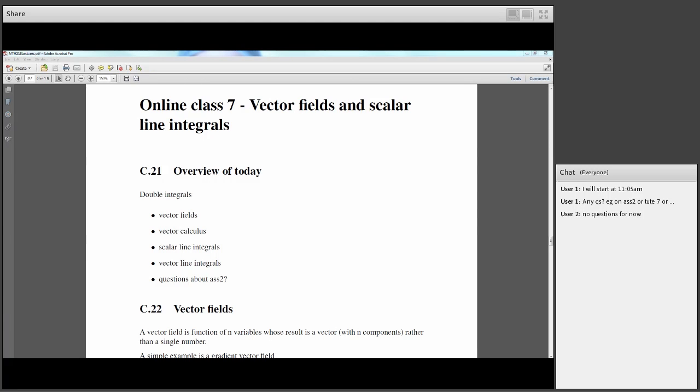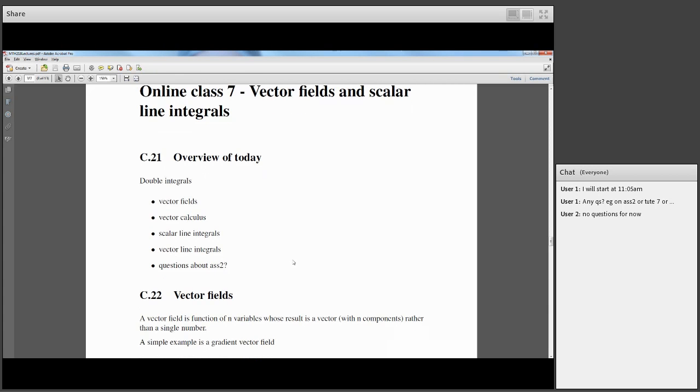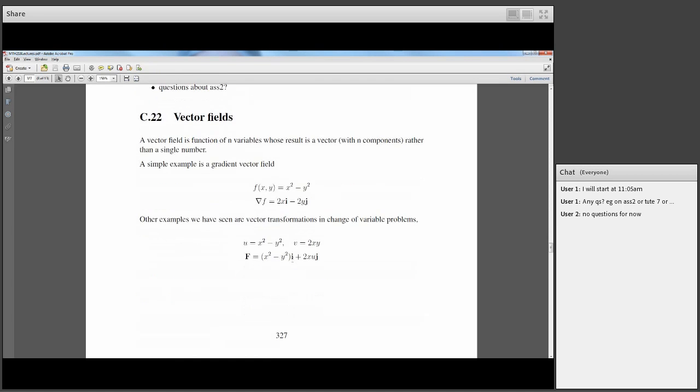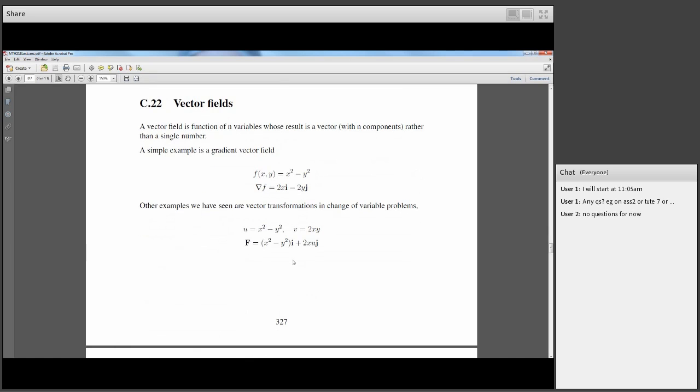So today, as I said, I want to talk about the idea of a vector field, the idea of vector calculus, and just starting the concept of vector calculus by looking at line integrals. That's the main thing to do. So before I talk about vector calculus, which is what chapter 3 is about, so part 3 of the whole subject, I want to go back one step, the idea of vector field.